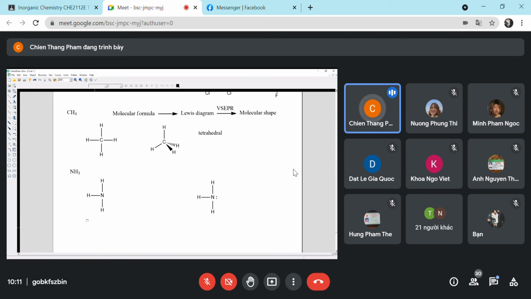For the first structure, you can see now for the nitrogen: 1, 2, 3. So in the case of 3 pairs surrounding the central atom, what is the molecular shape? It is trigonal planar. Okay, this one is trigonal planar. So in this case, you can draw like this.